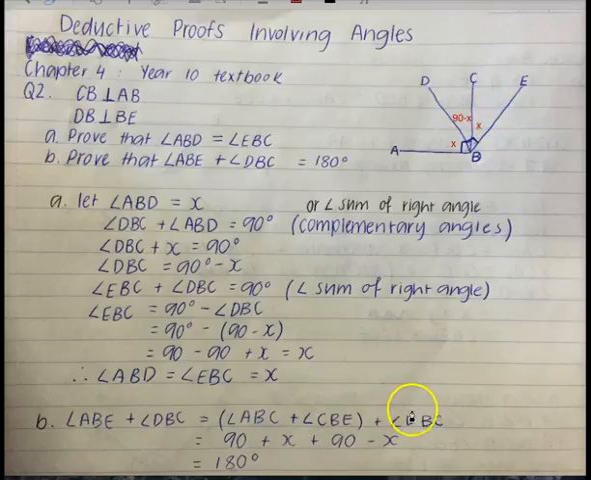And we know that angle DBC, so DBC is 90 minus x, so we substitute that in as well. And when we add all of this together, we get 90 plus x plus 90 minus x. Well, 90 plus 90 is 180, and x minus x is 0, so our answer is 180. So we've just proven what we've been asked to prove there in question 2.